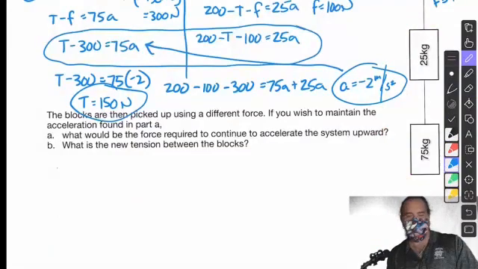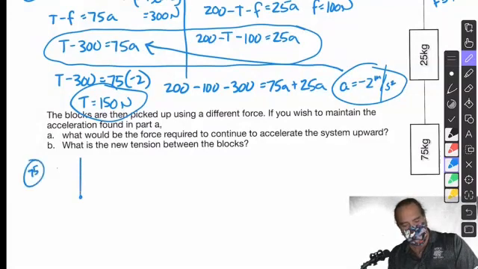It doesn't ask for anything besides that. So yeah, but I would bet on your test, there's going to be some more explanation things going on. So if I consider the 25 kilogram block, it's going to have an upward force, a downward tension, and a downward weight.